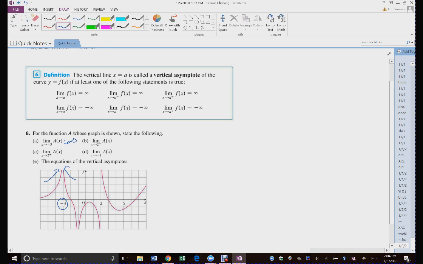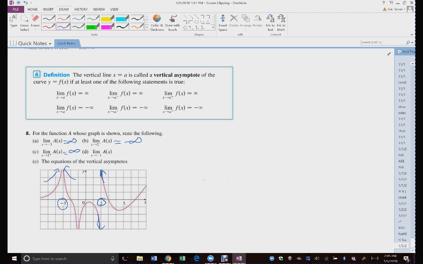Okay, part B. Let's look at as x approaches 2. Here's the x value, 2. As I approach from, in this case, the left, I'm going to negative infinity. As I approach from the right, so on the right of 2, I'm going up to positive infinity. And last but not least, what is the limit of a of x as x approaches negative 1?